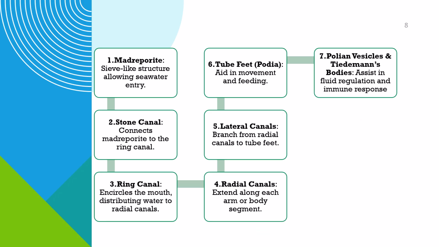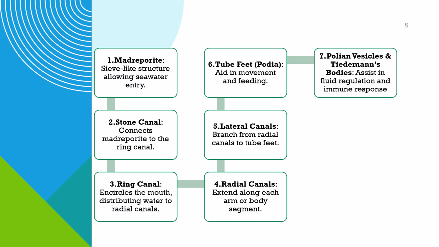See, I said Madreporite. Madreporite is a sieve-like structure allowing the seawater entry, and which leads into the next part, which is called a stone canal, connecting the Madreporite to the ring canal. Then the ring canal encircles the mouth, distributing the water to radial canals, and this leads into a radial canal which is extending along each arm or the body segment. Then it leads into a lateral canal, the branch from the radial canal to the tube feet, and now it leads to tube feet.